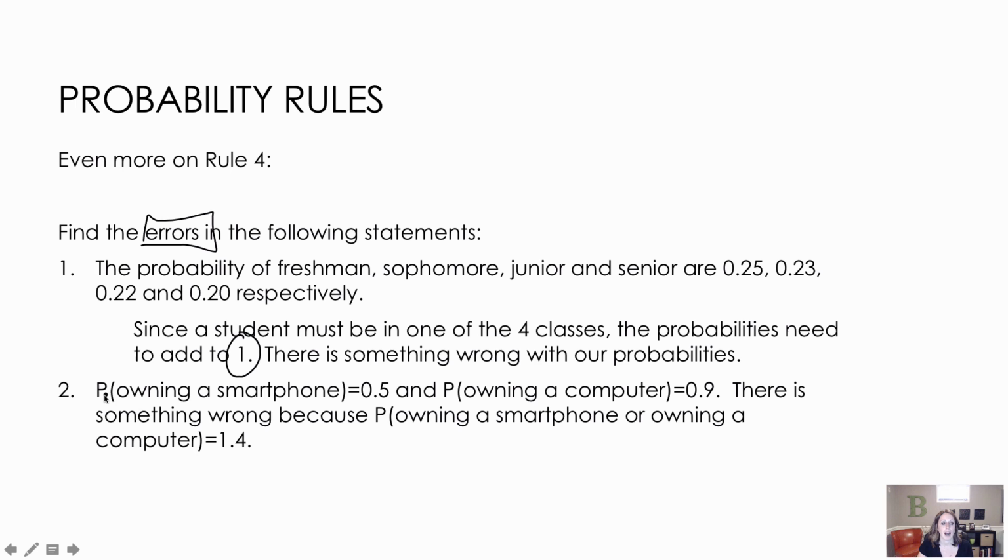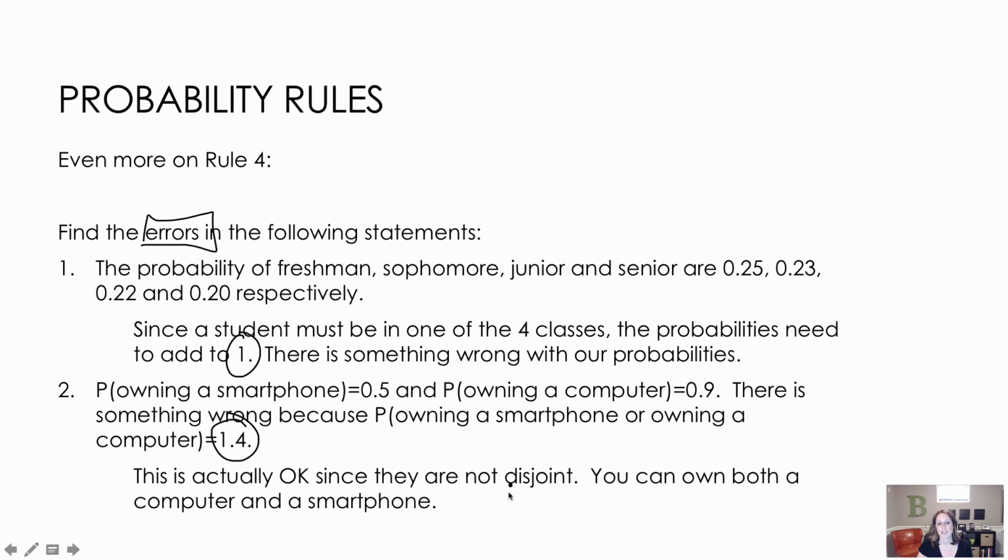For the second one, I've got probability of owning a smartphone equals 0.5, and probability of owning a computer is 0.9. And if I add those up, I get 1.4. So what did I do wrong? Did I add wrong? Did I make a miscalculation somewhere? No, the problem here is that they are not disjoint, meaning it's possible that I own both a smartphone, which I do, and a computer, which I do. So this doesn't work with the rule that we're using so far for addition. This is where we'll have to use the general addition rule, which I've put in a different video for you.